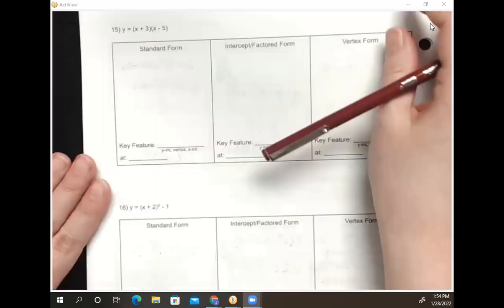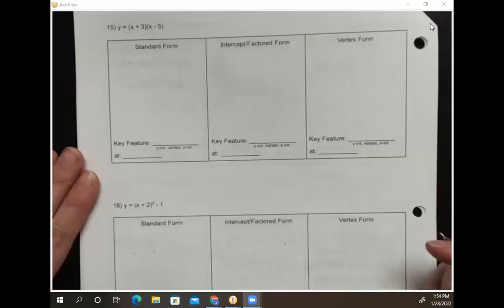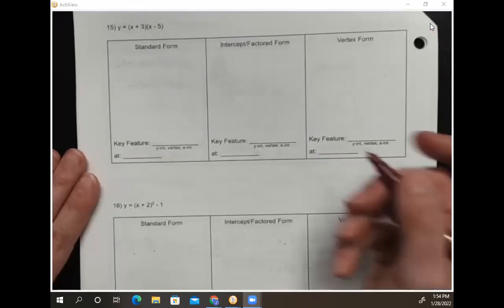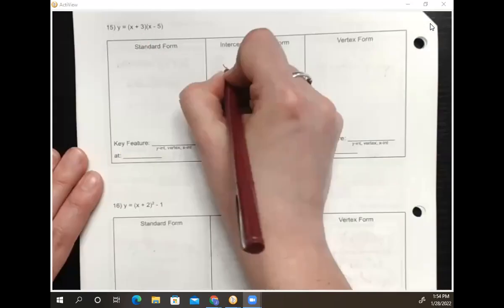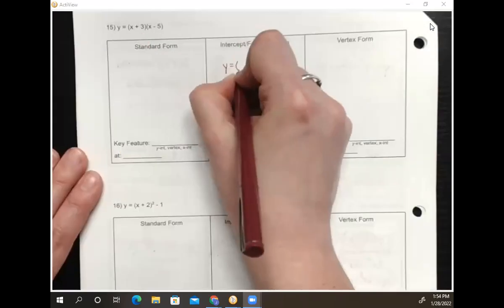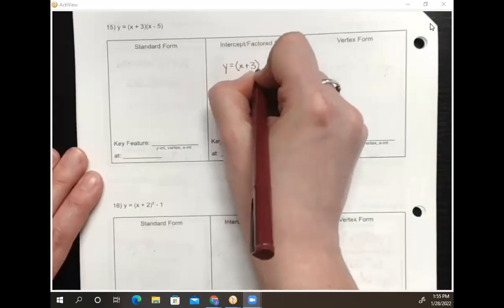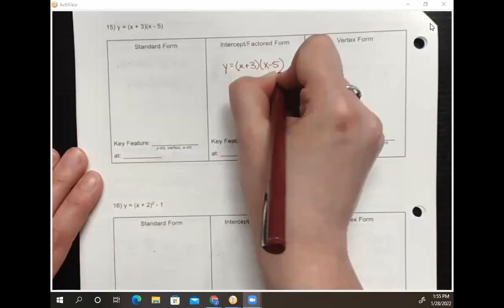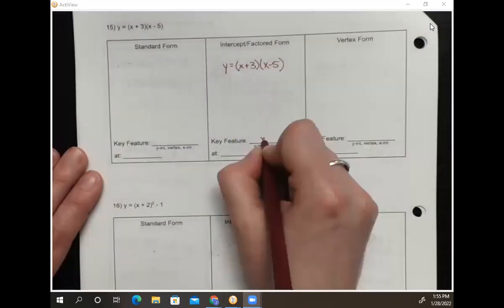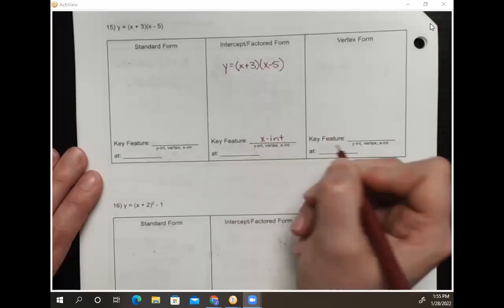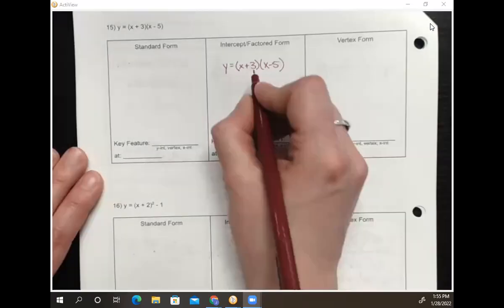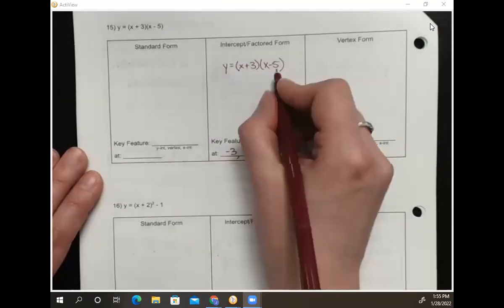Number 15, we are starting in factored form. So we've got factored form here. I'm going to go ahead and fill that in this middle box, x plus 3 times x minus 5. Remember, factored form gives me my x-intercepts, and my x-intercepts here would be negative 3 and positive 5.